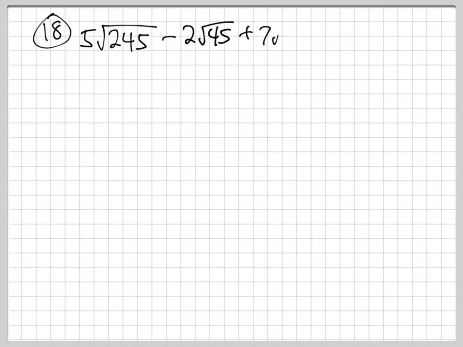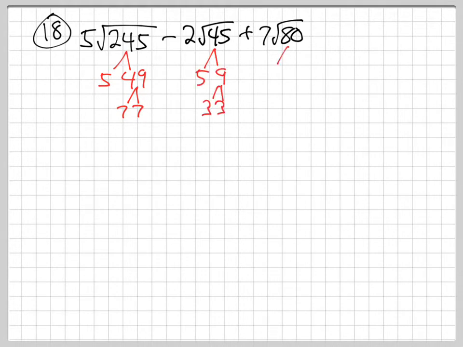Number 18, 5 square root of 245 minus 2 square root of 45 plus 7 square root of 80. Okay, so this one we just got to break everything down. Just use your calculator. 5 times what? 49, I think, and that's 7 times 7. This one is 5 times 9, 3 times 3. This is 8 times 10, 2 times 4, 2 times 2, 2 times 5.